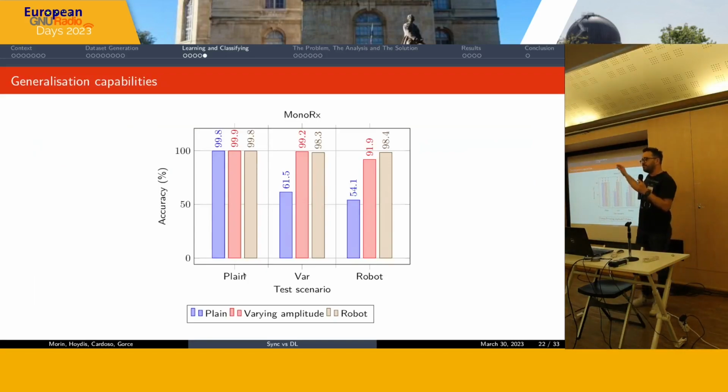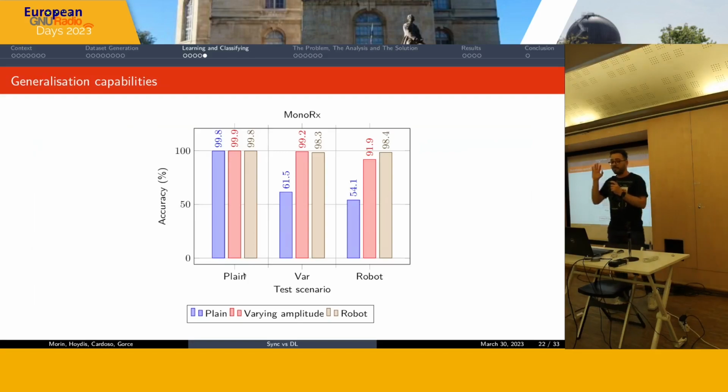So these are the initial results, okay? Here we had only one receiver inside of the room trying to identify each one of the transmitters. Plain is just a simple packet, no changes. Varying, we have varying amplitude, so the amplitude is going up and down. And then robot, we actually had a robot inside of the room without a radio card, just walking around and shuffling the channel. Actually, the robot is dressed up with aluminum foil to be very reflective. Seal did that.